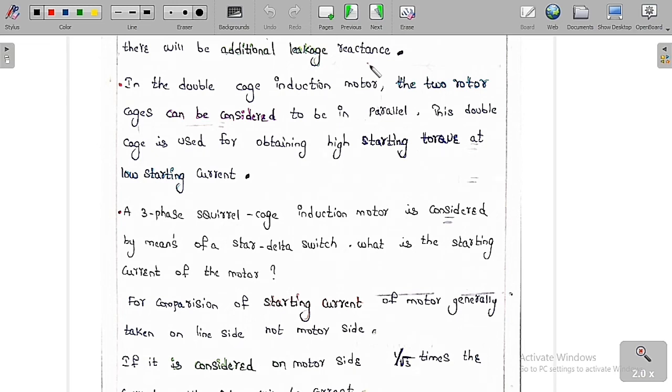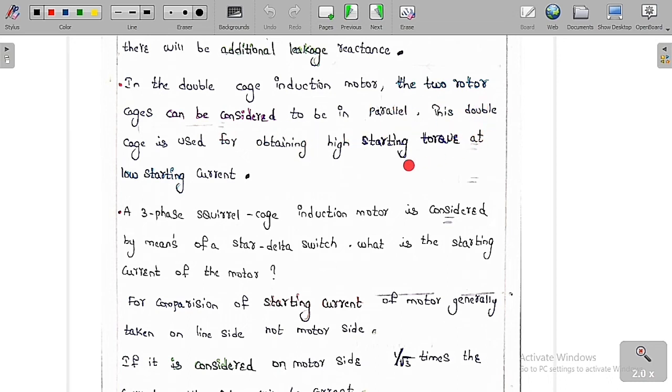I've already told you, by skewing the rotor slots, we can remove the crawling and cogging, but the efficiency will decrease. So skewing of rotor slots in a three-phase induction motor reduces the slot harmonics, so crawling and cogging are removed, but there will be additional leakage reactance.